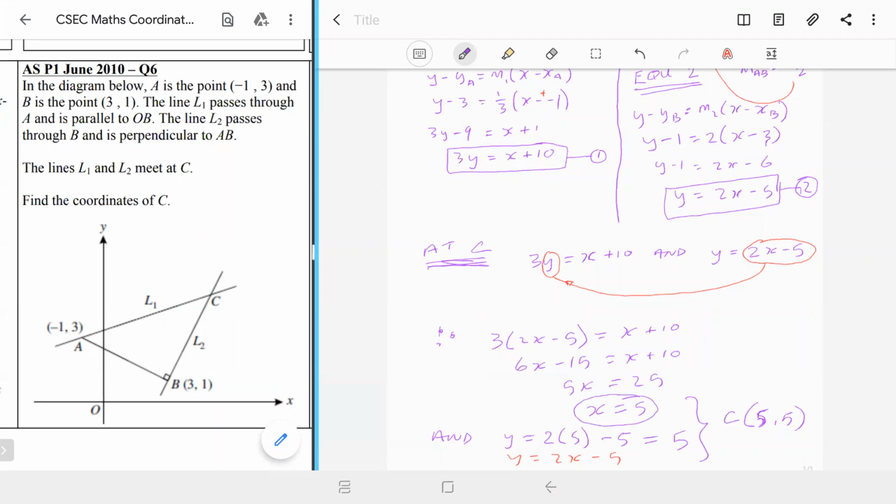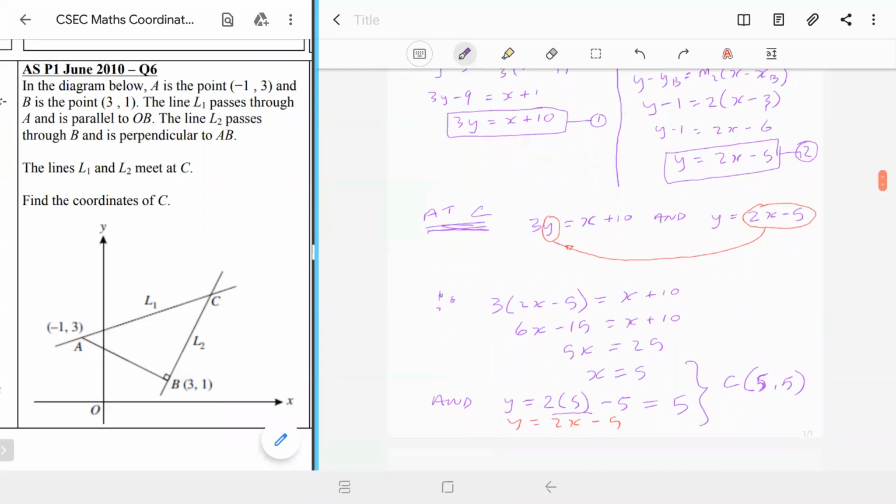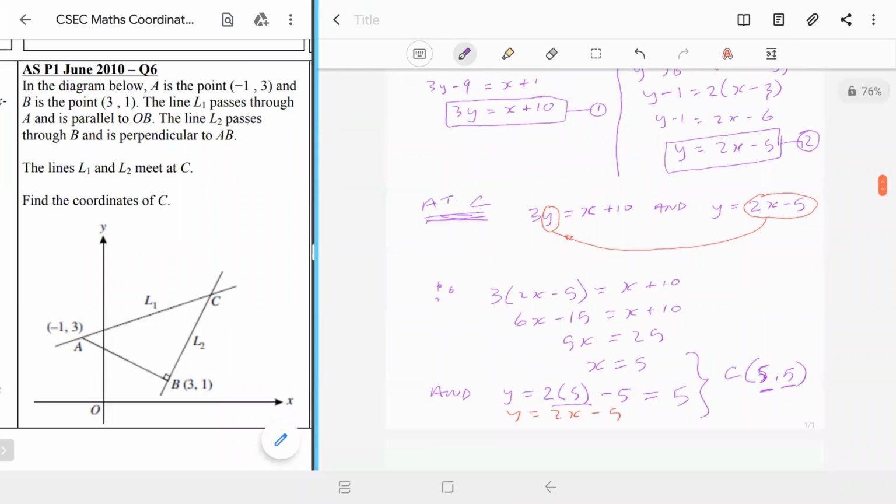When we get x equals 5, we take x equals 5 and substitute it in this equation right there. That is what is happening right here. This is where the x was. I put 5 there, and that tells me 10 minus 5 is 5. So at the point C, x equals 5 and y equals 5. Therefore, C has an x value of 5 and a y value of 5.